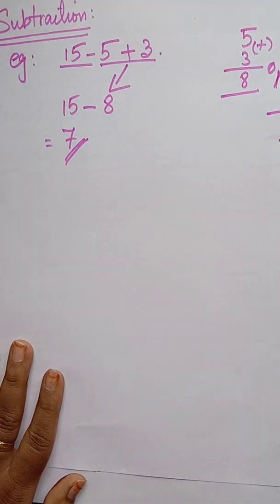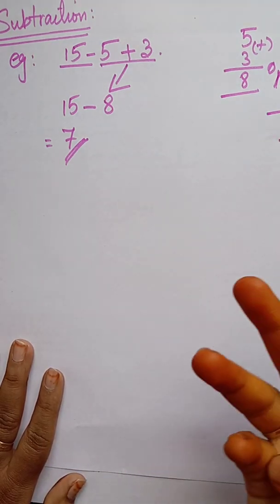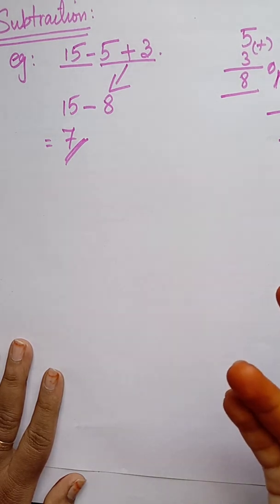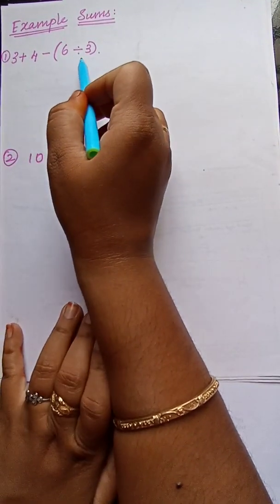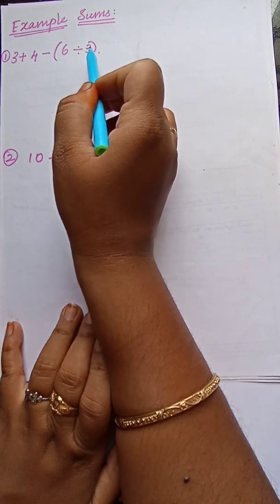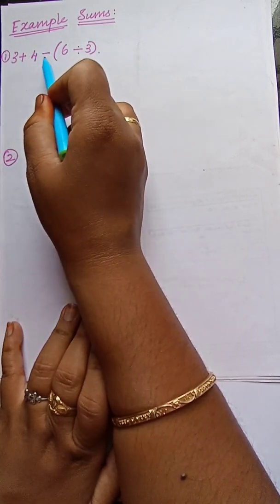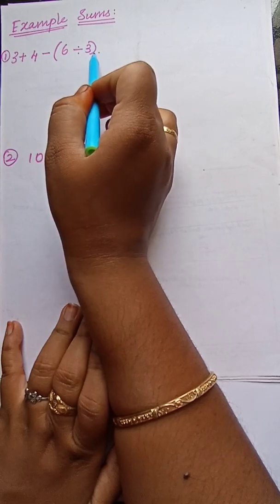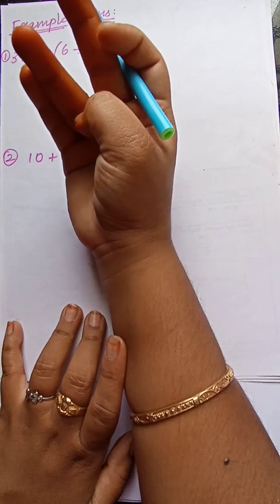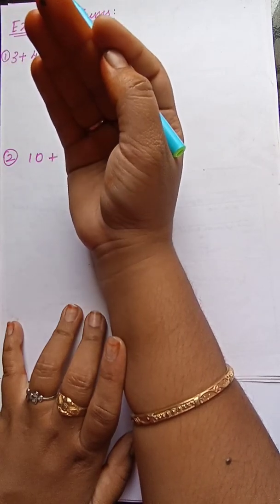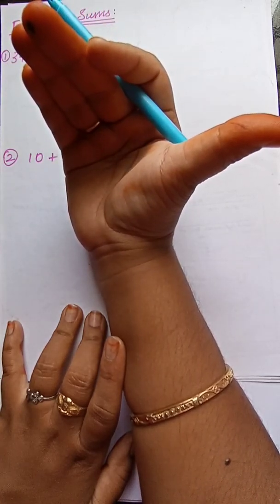Another time I am explaining the BIDMAS rule. BIDMAS means B is bracket, which we are not going to see in these types in 6th standard. Then division, multiplication, addition and subtraction. Now we can see some more examples based on that. 3 plus 4 minus 6 divided by 3. So what do we have to do here? First thing is bracket, second division, third multiplication, fourth addition, fifth and the last thing is subtraction.